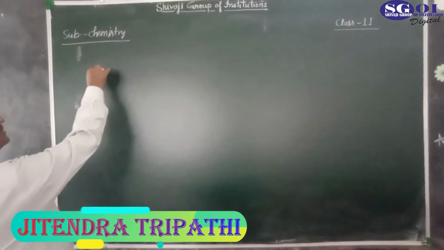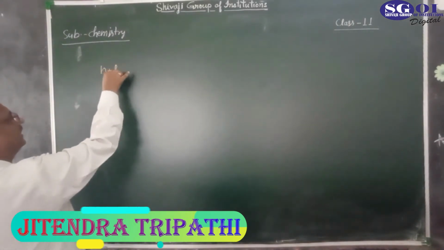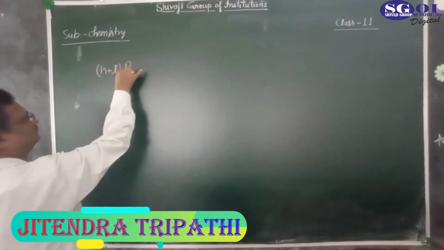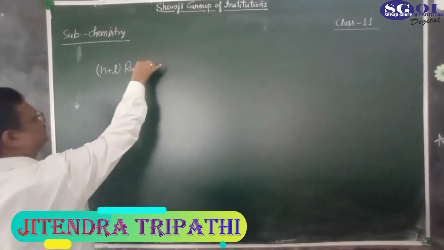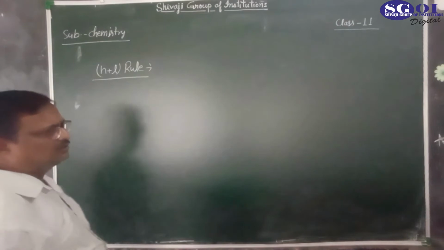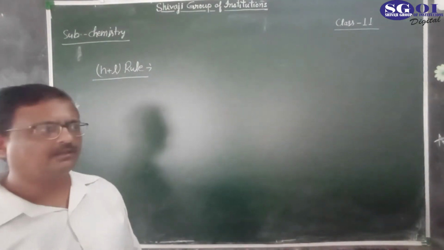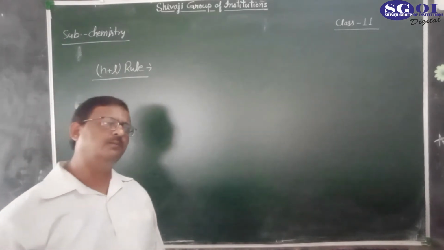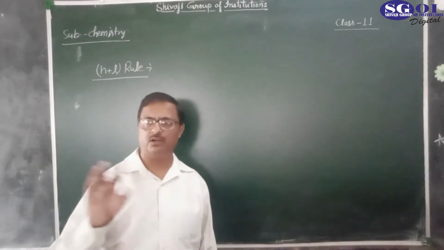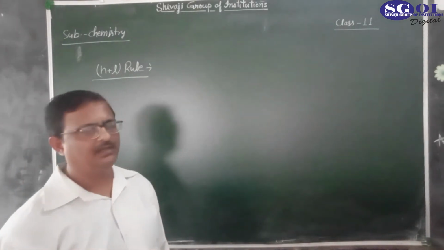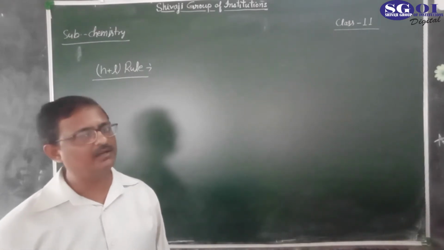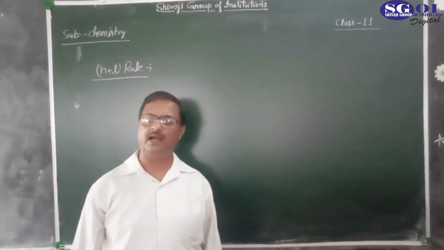Today I am going to explain the next part of this chapter, that is the n plus l rule. Students, this rule is based on the Aufbau principle, so let us revise it. According to this principle, electrons are first filled in lower energy orbitals, then in higher energy orbitals.